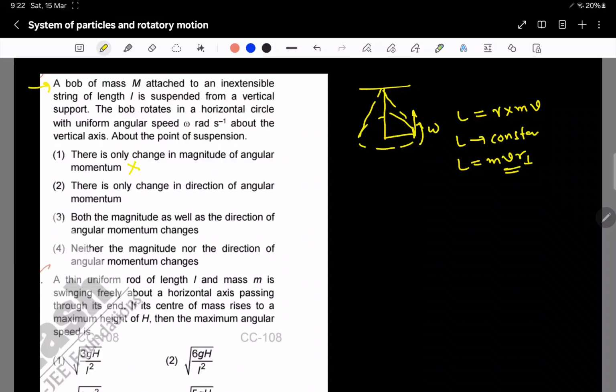So there is only a change in the direction of angular momentum. Yes, okay, students. The magnitude of angular momentum, mvr, is constant, but the direction changes. So change in direction of angular momentum, option 2 is correct here. First question, a theory question, a little easy only.